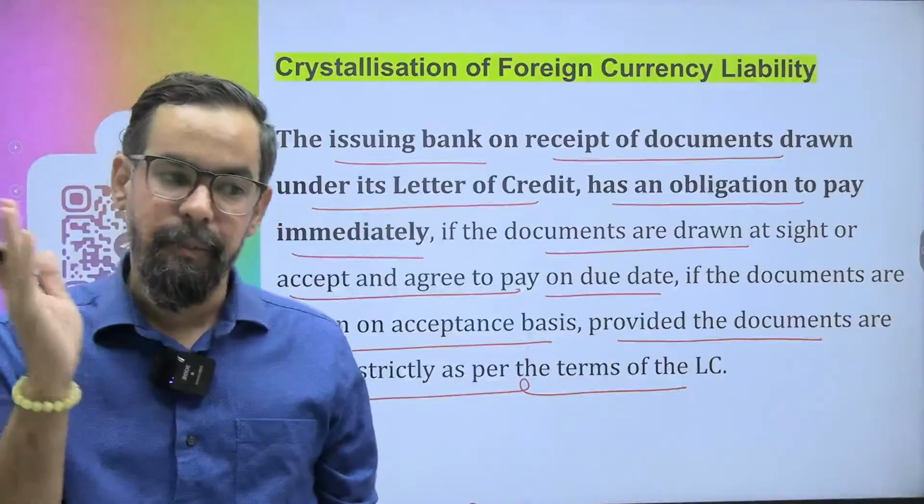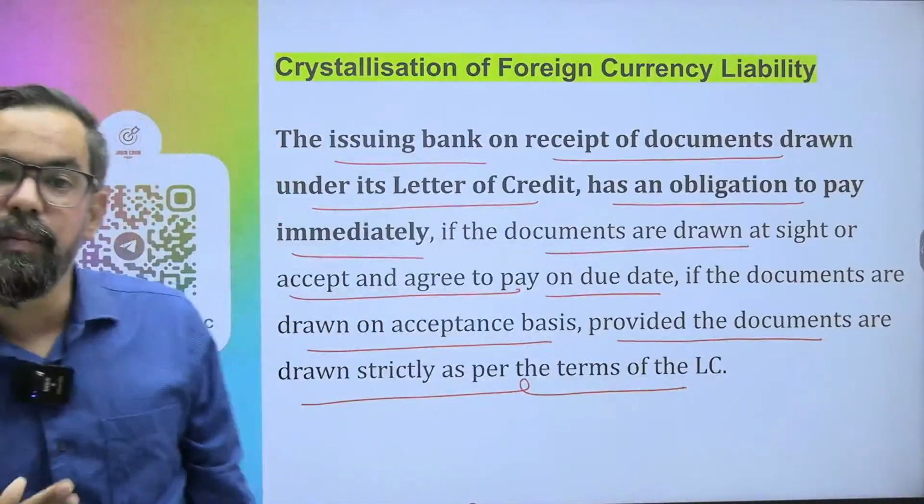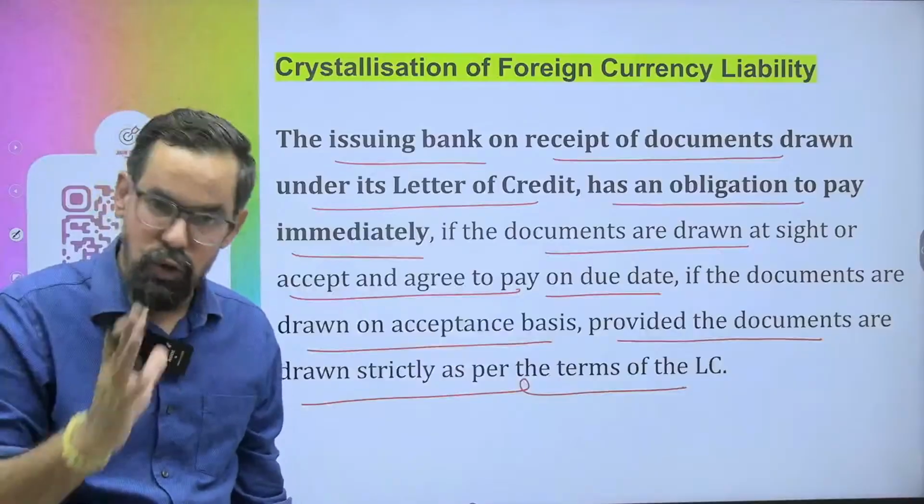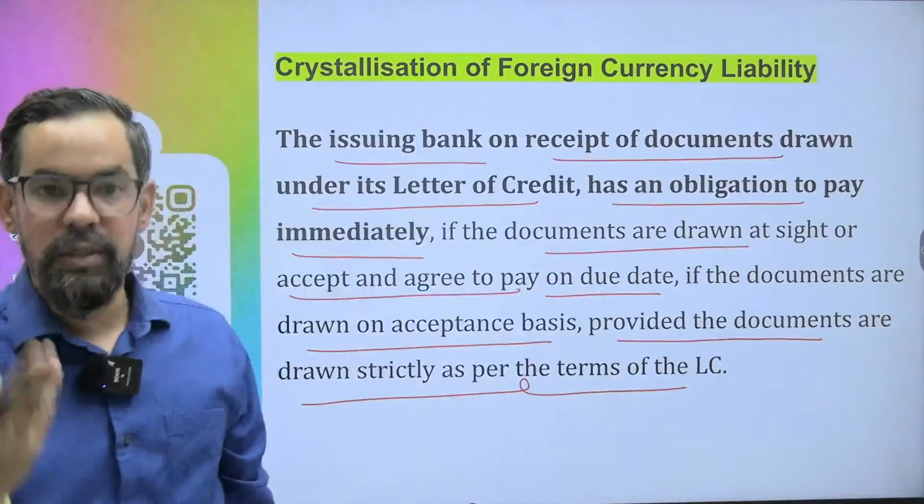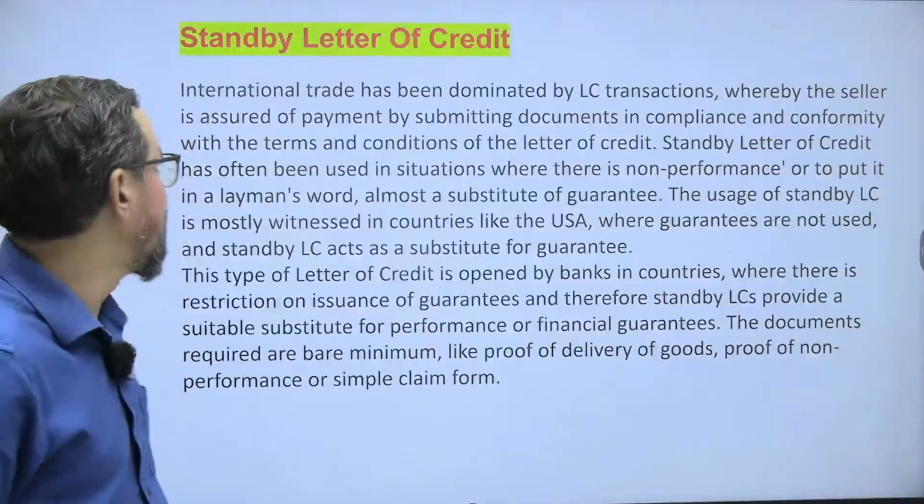If it is a sight bill, you have to make payments on receiving those particular documents. If it is a usance bill, you have to make the payments in the near future itself.